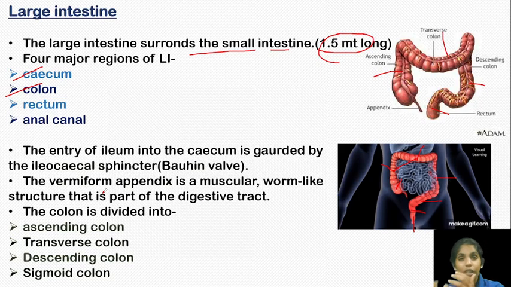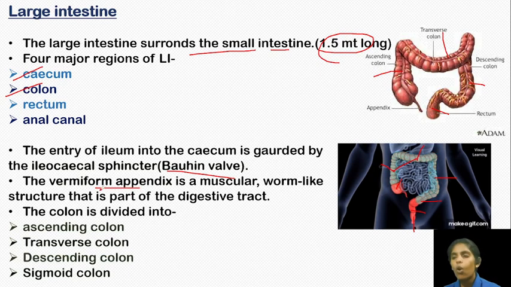The entry of the ileum, that is, the entry of the small intestine into the large intestine, is guarded by a sphincter called the ileocecal sphincter, or you can also call it the Bauhin valve. The entry of food from the stomach into the small intestine is guarded by a sphincter called the pyloric sphincter, and the entry of food from the small intestine into the large intestine is guarded by the ileocecal sphincter, which we can also call the Bauhin valve.